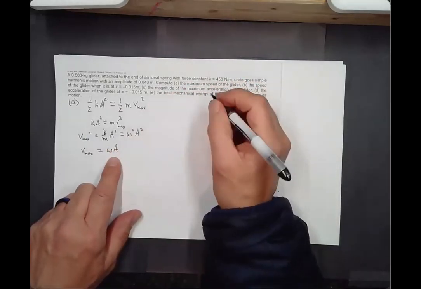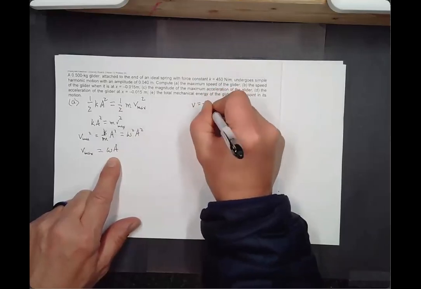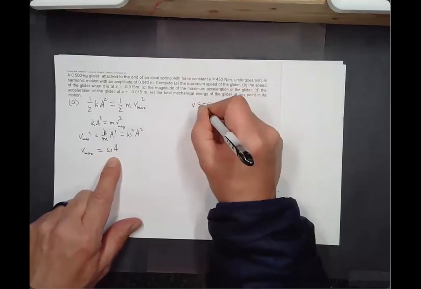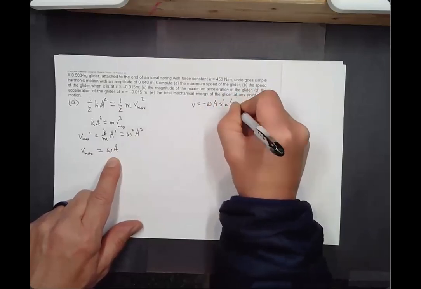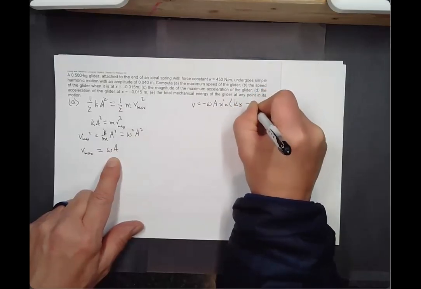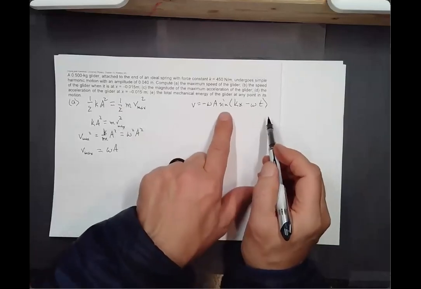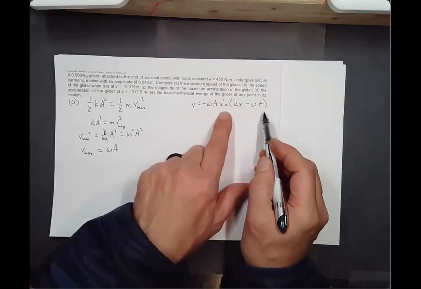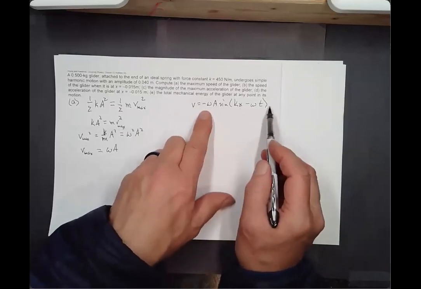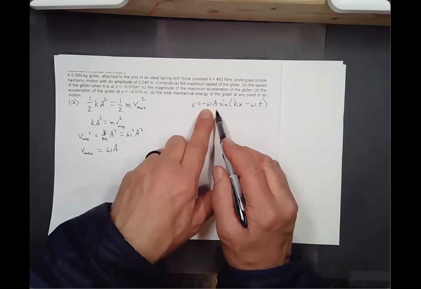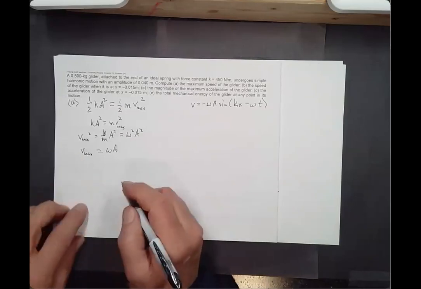Well, remember the expression for the speed at a given time? Now this is actually the velocity at a given time. It's minus omega a sine of kx minus omega t. That's the velocity. Well, the maximum value of the sine function is 1. And so the maximum speed, if you take the absolute value of this, is just going to be omega a times 1. So we didn't have to do this much work to figure it out.